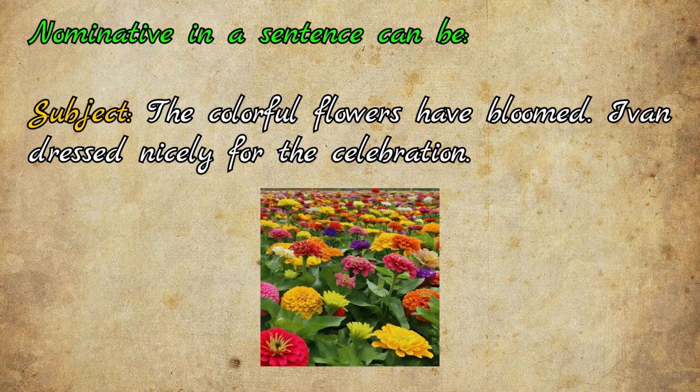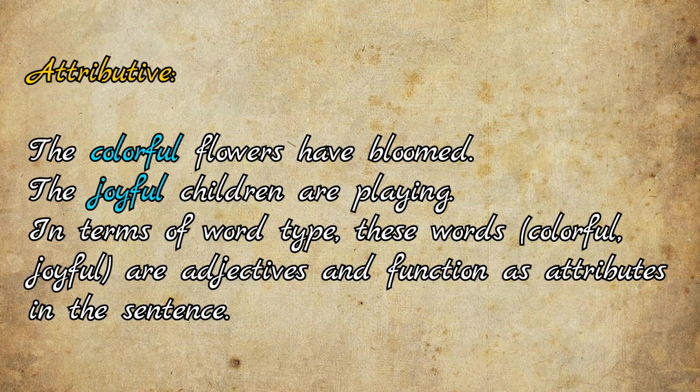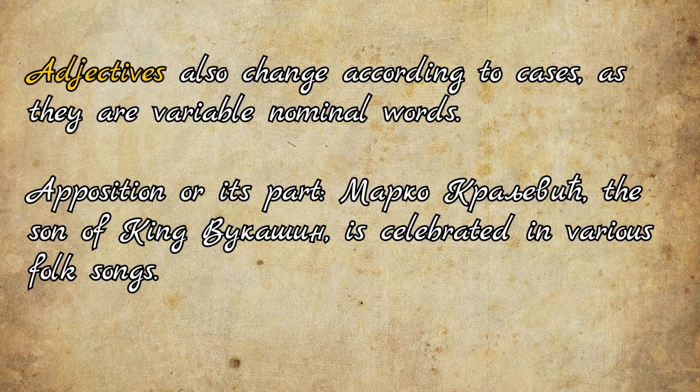Nominative in a sentence can be: subject, the colorful flowers have bloomed. Ivan dressed nicely for the celebration. Attributive, the colorful flowers have bloomed. The joyful children are playing. In terms of word type, these words, colorful, joyful, are adjectives and function as attributes in the sentence. Adjectives also change according to cases, as they are variable nominal words.